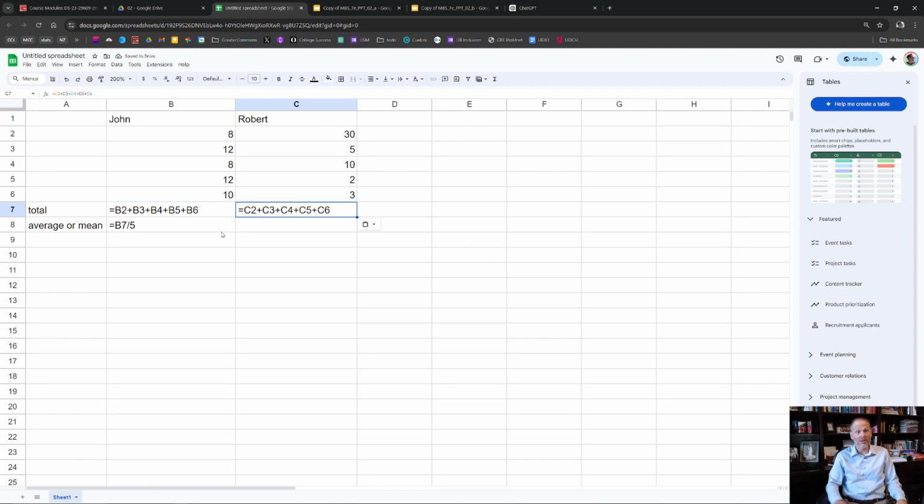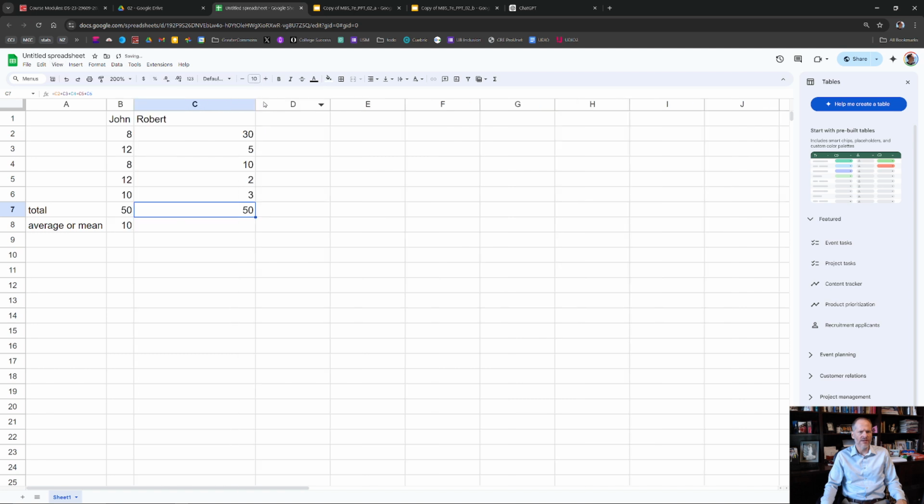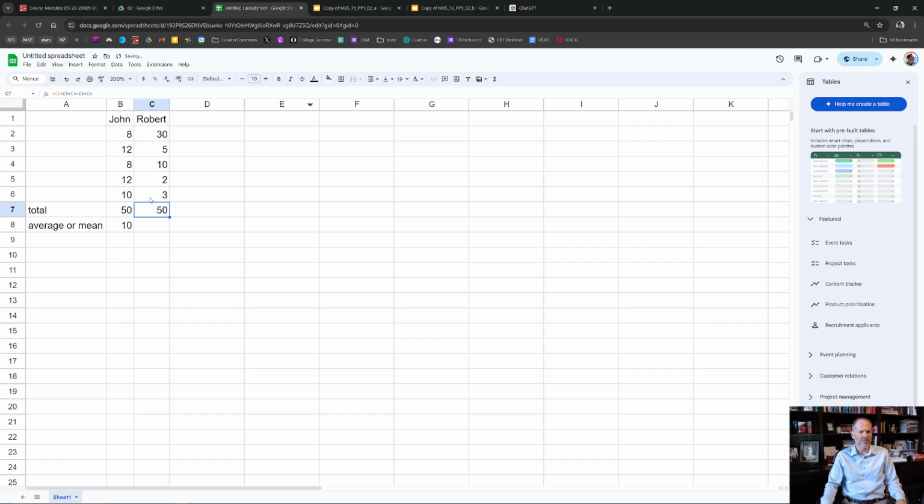If I go out of formula view, so here if we go to view and we have show formulas right here, you can see the shortcut key, Control backtick. So if I take that off and I don't want to show formulas, it shows me the results. You can see here that they both calculated 50 for the total. And then the average, same thing here.